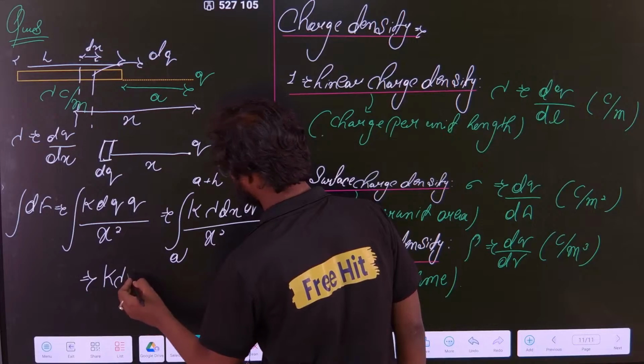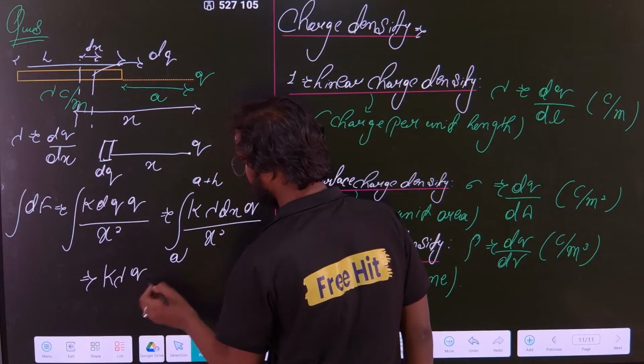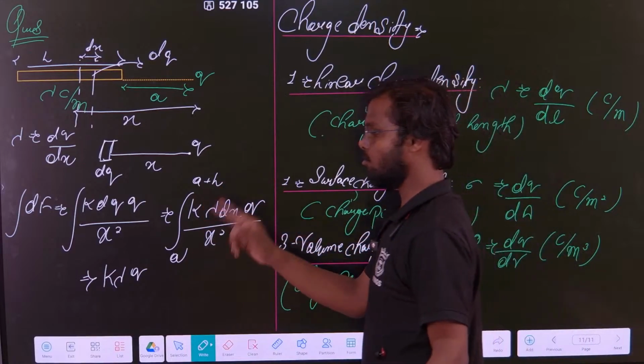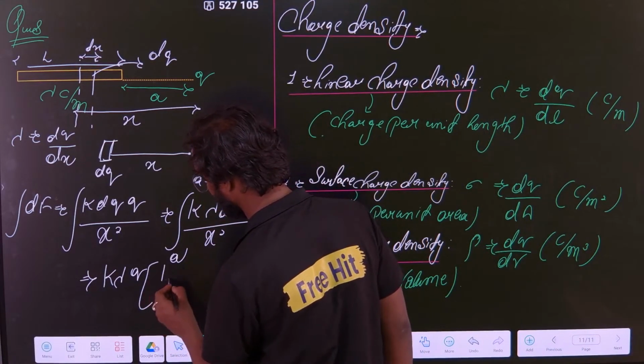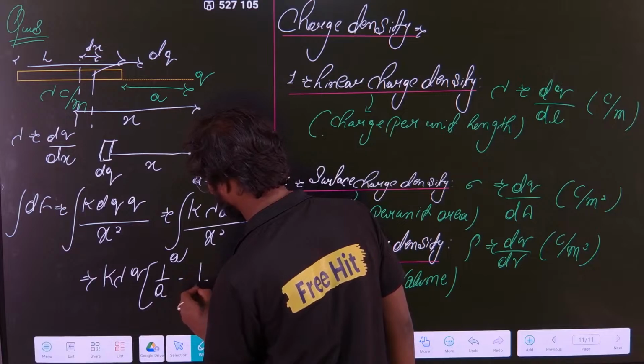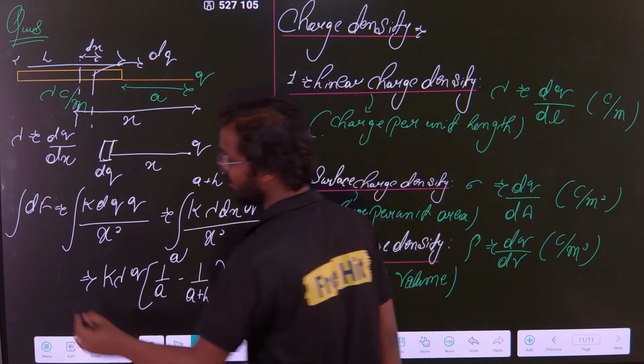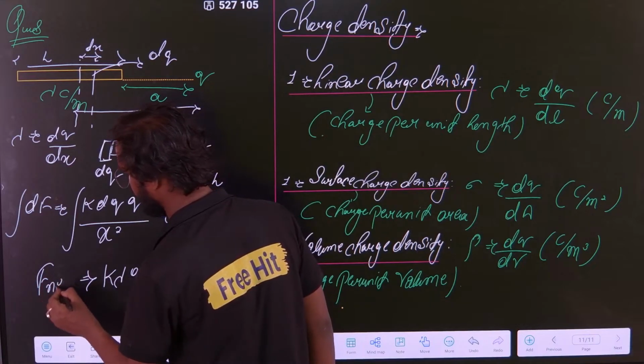What is kλq by x square? It is minus 1 by x. So minus 1 by x, you will put the limit: lower limit minus upper limit. So it will become 1 by a minus 1 upon a plus l. That is my F net.